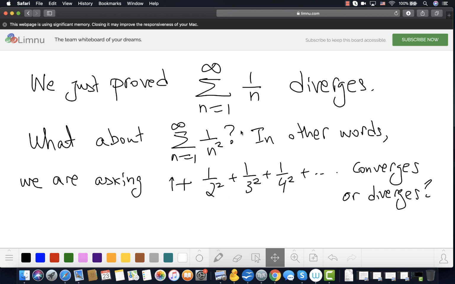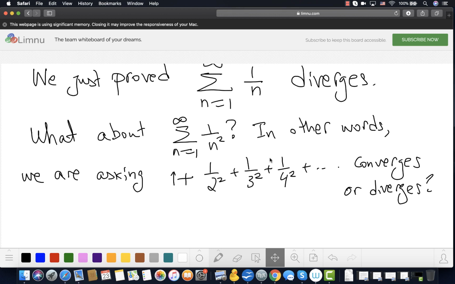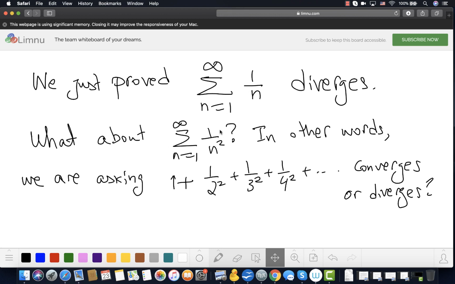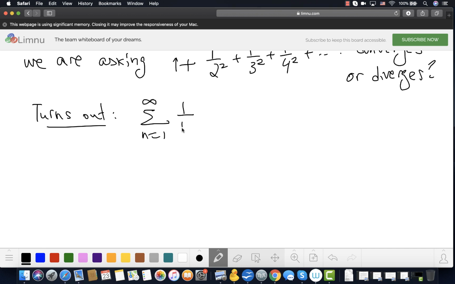They're even smaller than adding 1 over n. So it's not really clear here whether this should diverge or converge just by knowing information about this one. And it turns out, in fact, that this series, the sum as n goes from 1 to infinity of 1 over n squared, actually converges.